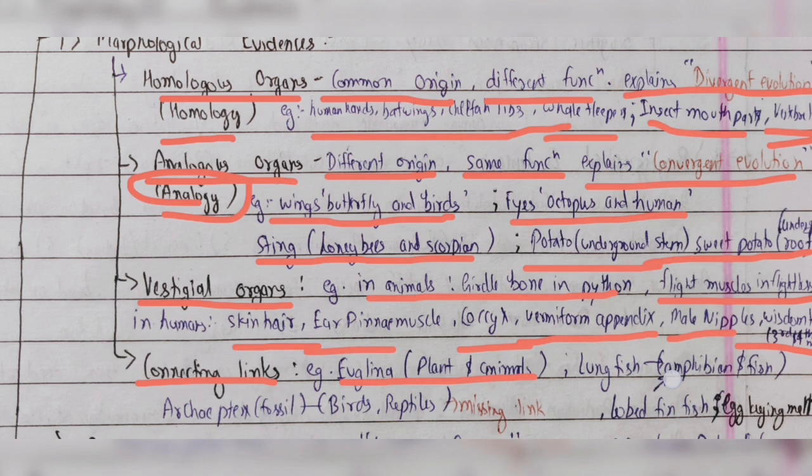Then lungfish explains similarity in amphibians and fish. The same goes for the platypus, which is an egg-laying mammal. Then the Archaeopteryx fossil explains the link between birds and reptiles. It is also a missing link, meaning not much evidence is present for Archaeopteryx.